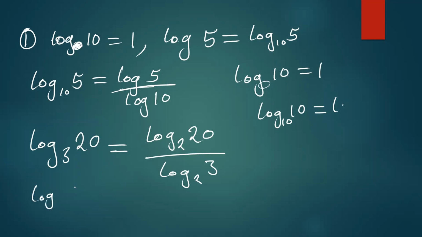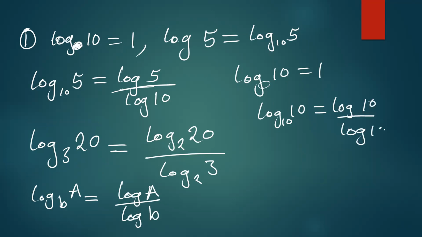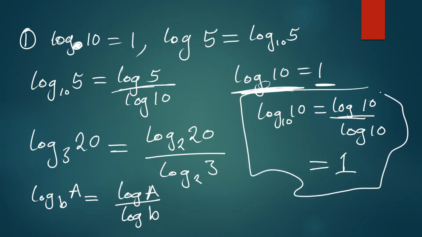If log a base b can also be written as log a over log b, it means that even log 10 base 10 can be written as log 10 over log 10. When you divide log 10 by log 10, the answer is simply 1. This is the reason why we say log 10 is equal to 1. Some lecturers would ask you to prove that log 10 is equal to 1, and this is the simplest method to prove it.